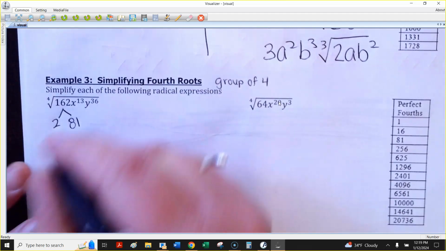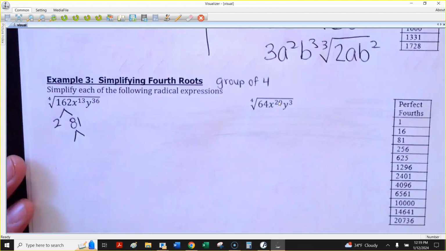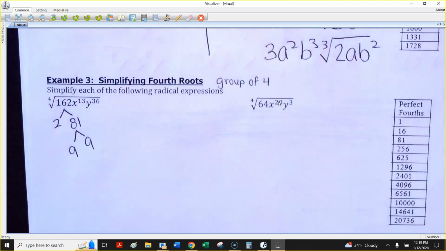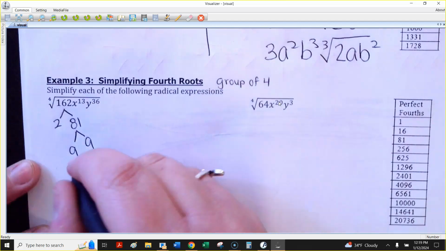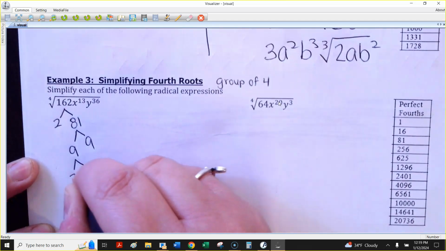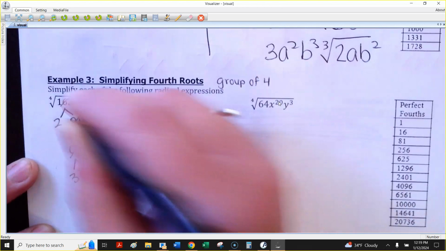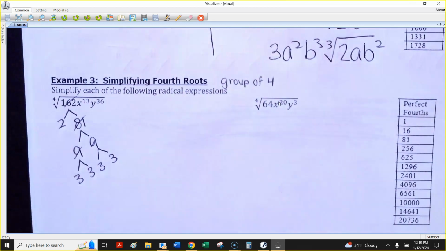Tell me two numbers multiply and give you 81. 9 and 9. Now, if I was working with a square root, I would stop right there because I got a pair. But we're working with a fourth root, so I'm looking for a group of 4. 9, 3 and 3. Other 9, also 3 and 3. So I broke everything down except this 2 that's left up here.